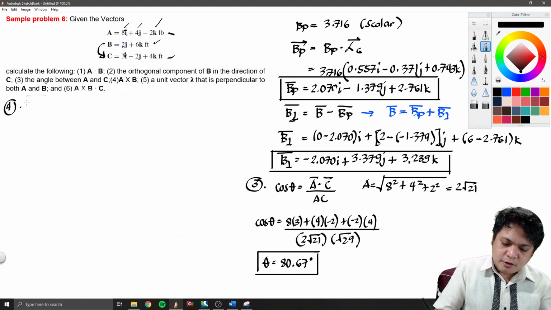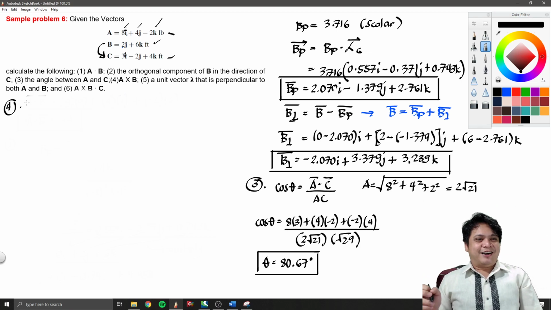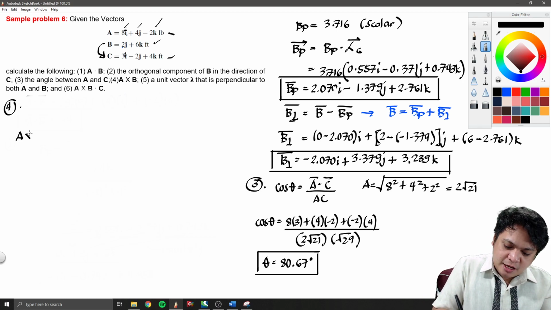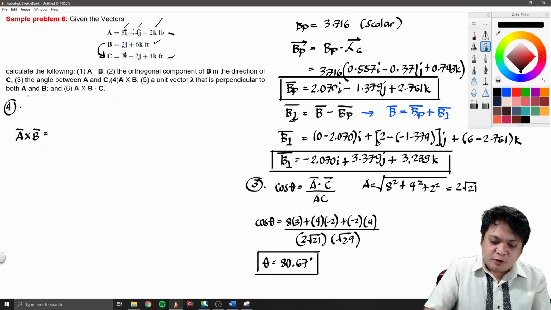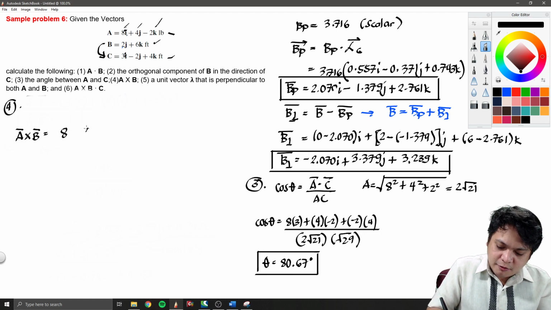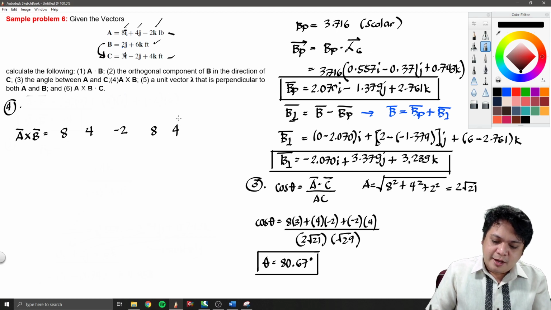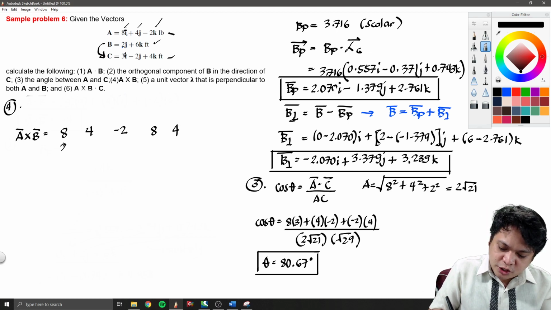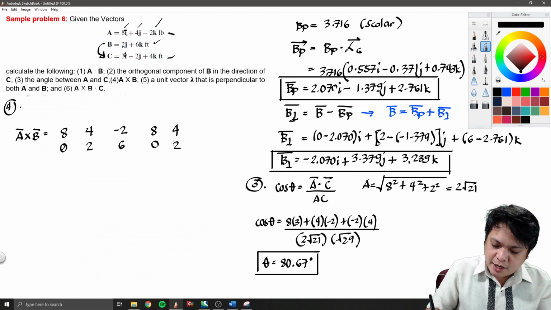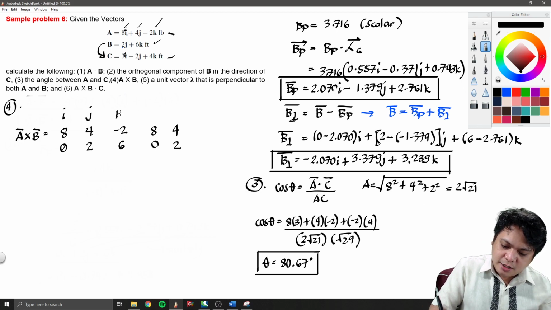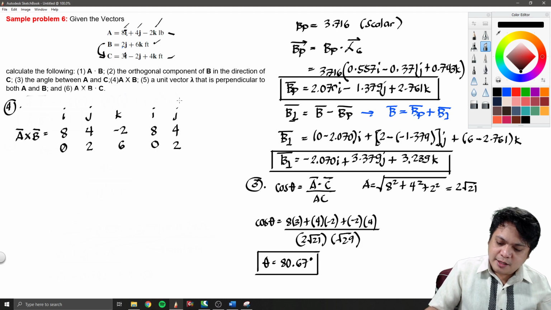Number 4. So, A cross B. Okay? So, yan na natin. A cross B. Okay? So, ilalagay muna natin is, of course, yung A. 8, 4, negative 2. Tapos, uulitin ko na, no? So, I will be having here as 8 and then 4. And then, yung B natin, we have here 0, 2, 6, 0, and then 2. Tapos sa taas, lalagyan ko ng I, J, K, I, and then J.